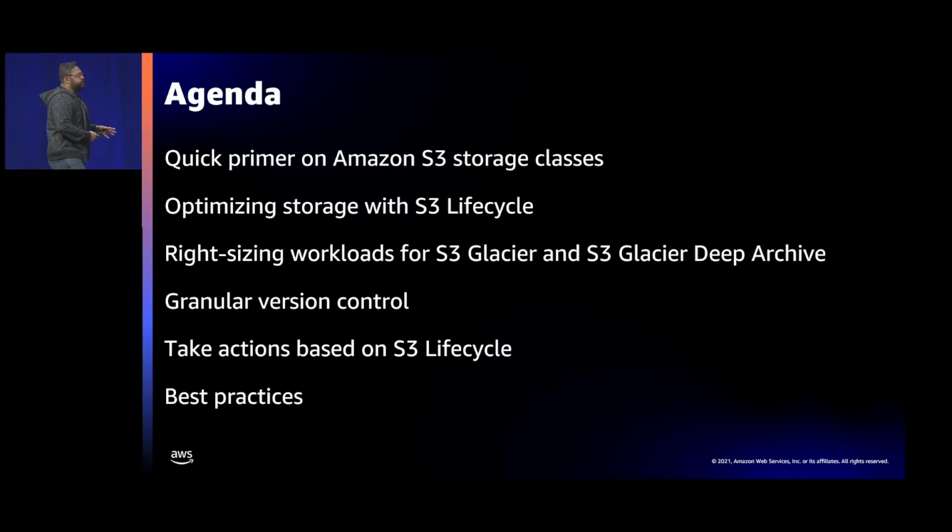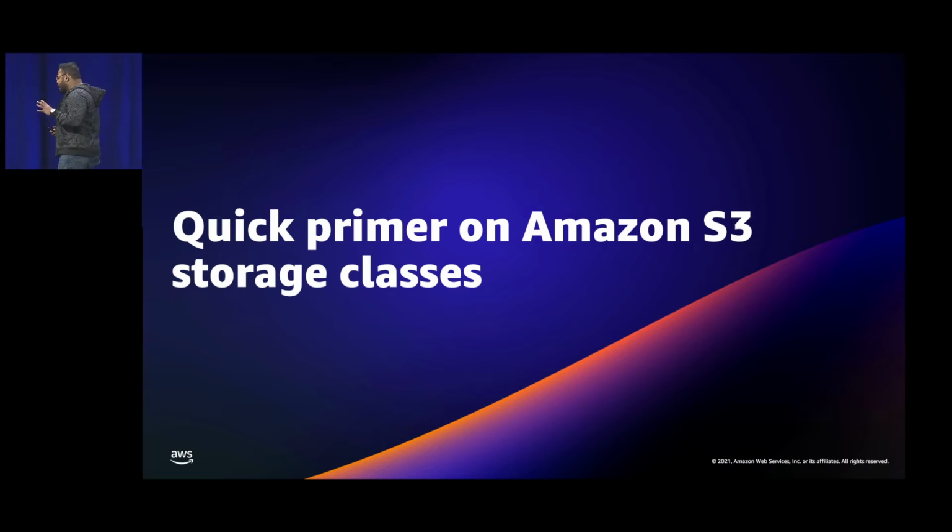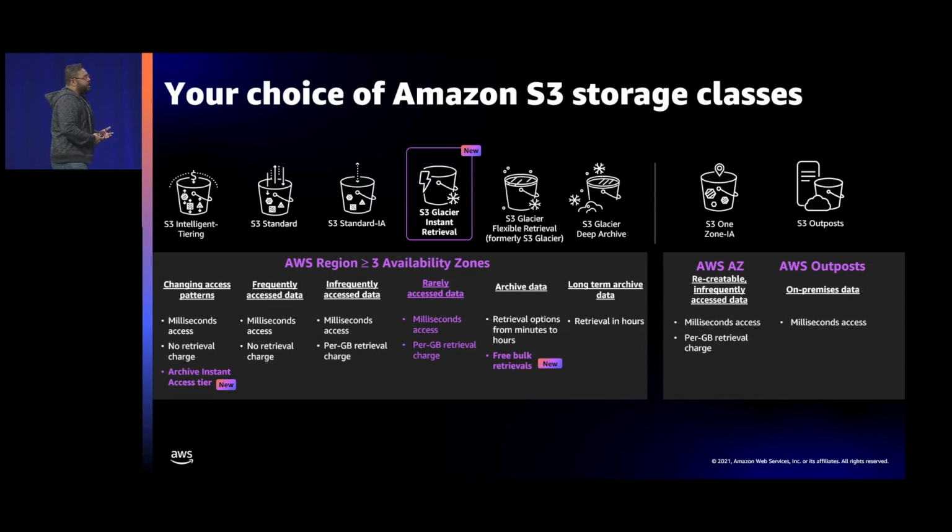But before we get into lifecycle, I want to talk a little bit about Amazon S3 storage classes. Amazon S3 has many different storage classes for your many different workloads. For example, we have S3 Intelligent Tiering, S3 Standard, all the way to S3 Glacier Deep Archive for your own storage needs, depending on whether you need millisecond access or for your more archival, rare access workloads.